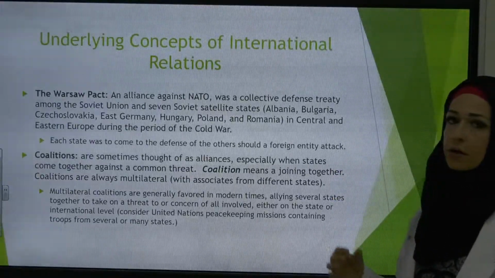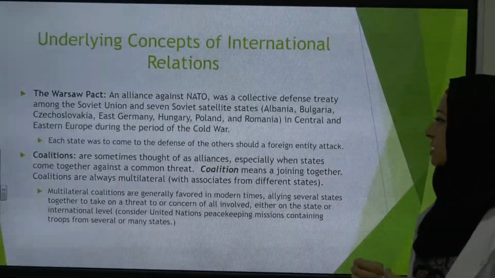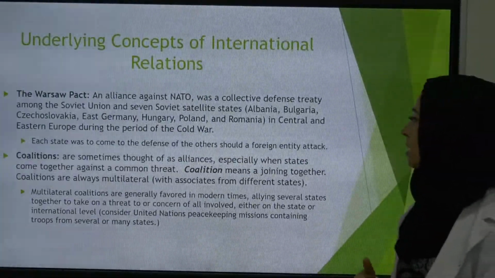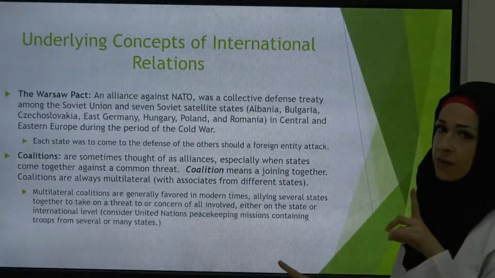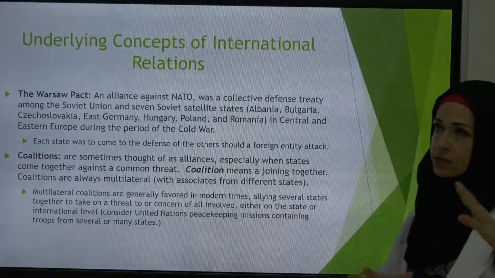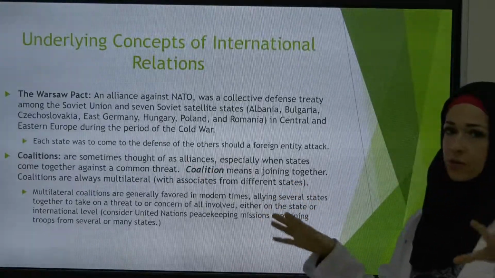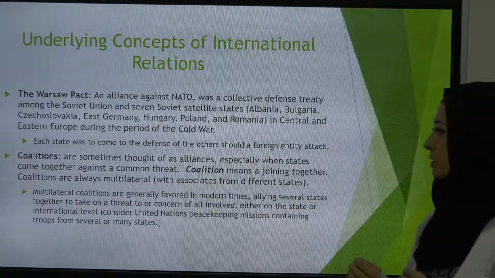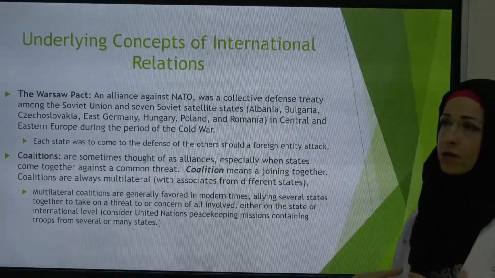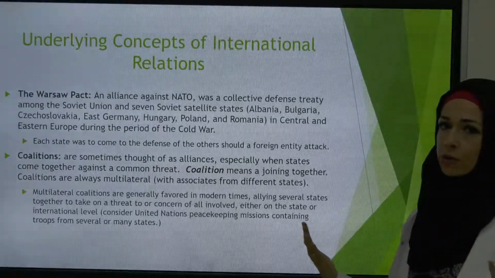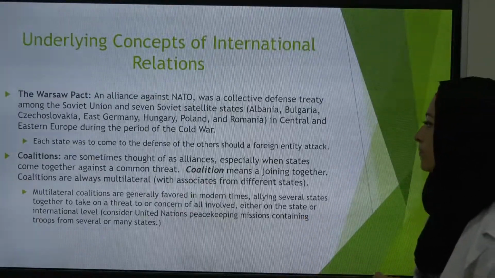And also here, similar to NATO, each state was to come to the defense of others should a foreign entity attack. Now this is the idea of the dual hegemon that we talked about in NATO, because the US and the Soviet Union were two very powerful states during this time, and they were going head to head for control to be the unipolar hegemon.